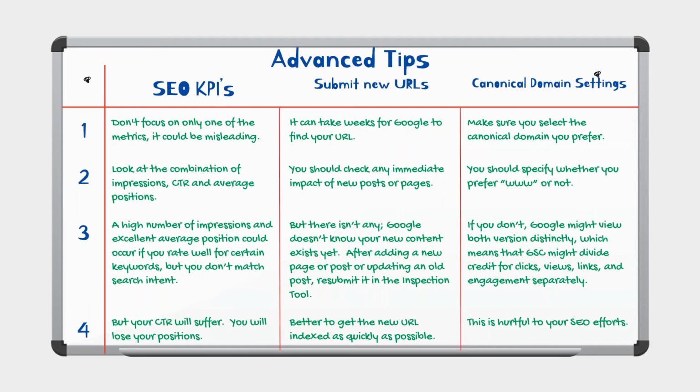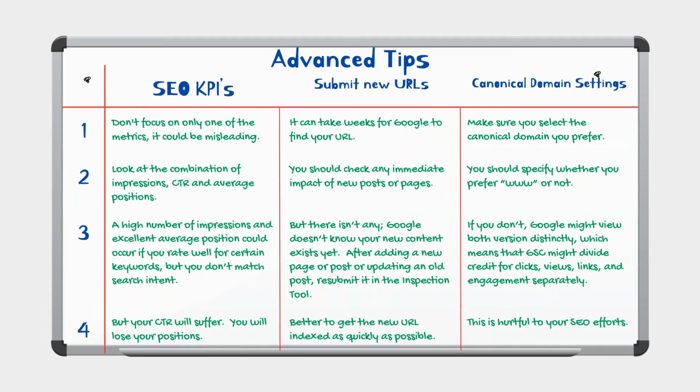The second advanced tip is to always submit new URLs. It can take weeks or months for Google to find your URL. So you should check any immediate impact of new posts or pages on your website. Like I said, I jump into the tool and make sure there are no errors, but guess what? If you didn't submit it, there won't be any data there because Google doesn't know that your new content exists. So after you add a new page or a new blog post, or even update an old blog post, go resubmit it in the inspection tool we talked about in the beginning. Better to get the new URL indexed as quickly as possible and not wait for Google.